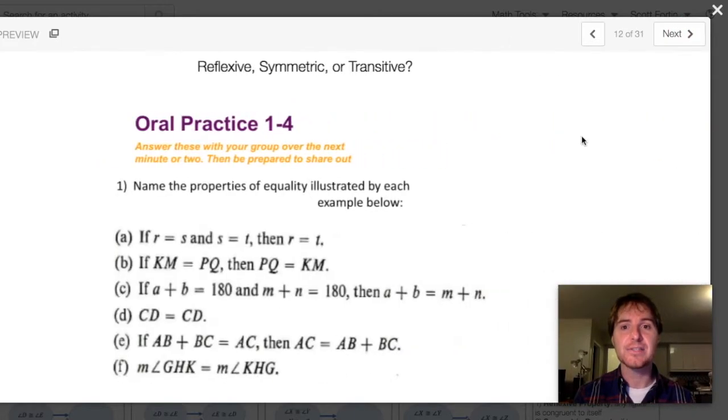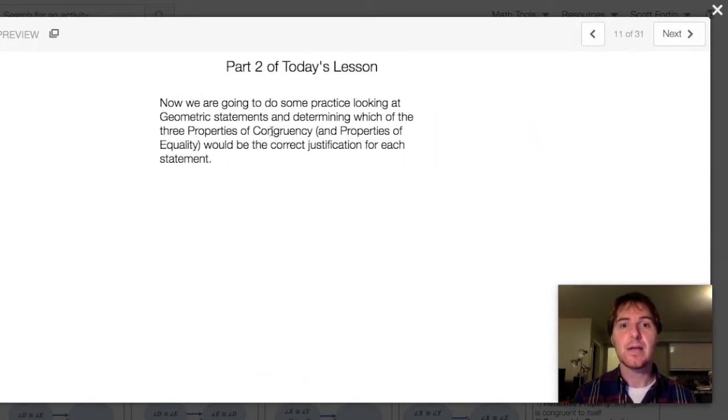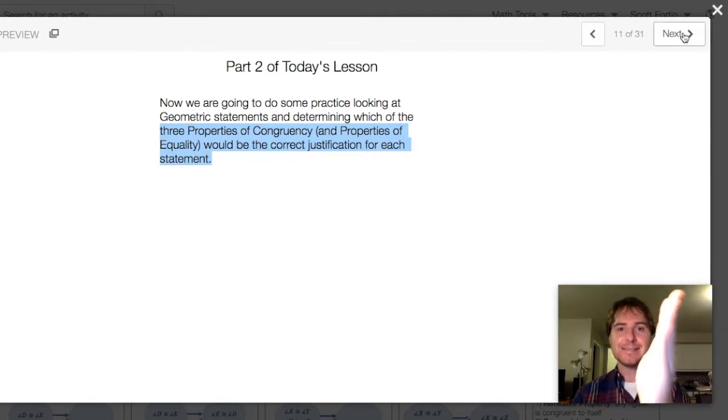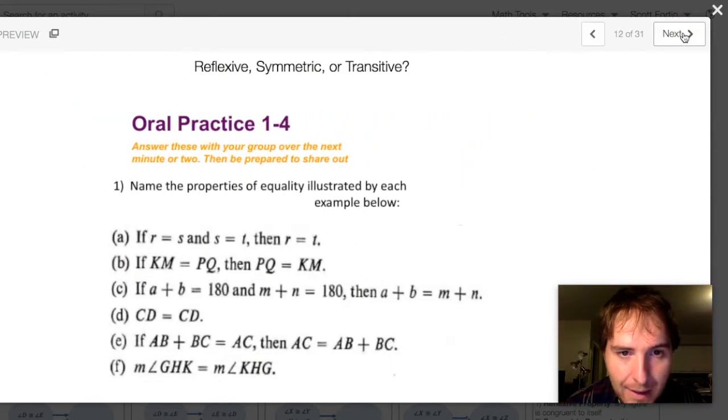Normally, I do this as a group. And okay, so we're going to determine the difference, the 3 properties. There's 3 things we just talked about. Make sure you're ready to practice them right now. What's the correct justification for all of these statements that we have right here? We'll practice section 1-4.